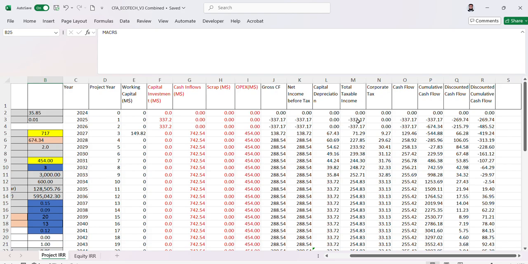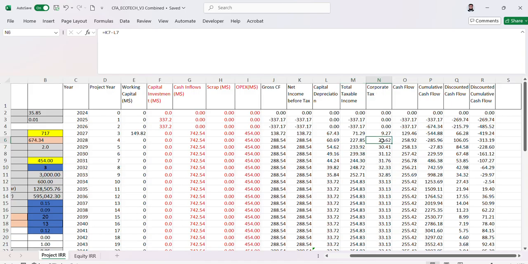Now you calculate the total taxable income. Total taxable income is net income before tax minus capital depreciation. From the net income you have to subtract the depreciation value, because this is not taxable.